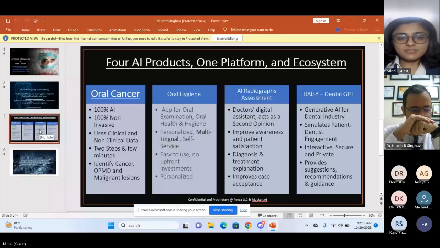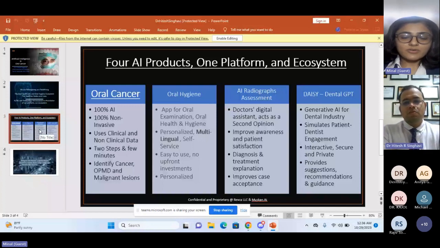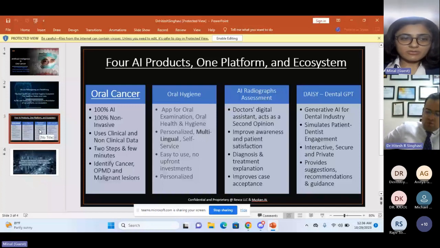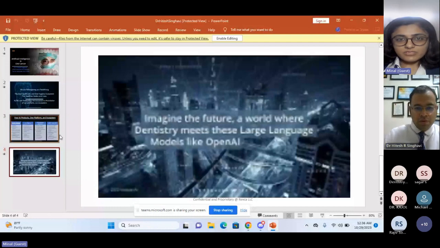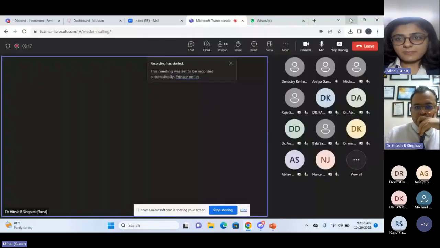Today, we are going to discuss oral cancer and AI, how it is going to change the prevention part, and gradually with OPMDs, how it is going to be helpful for prevention and treatment. So without wasting time, we'll start with today's presentation.